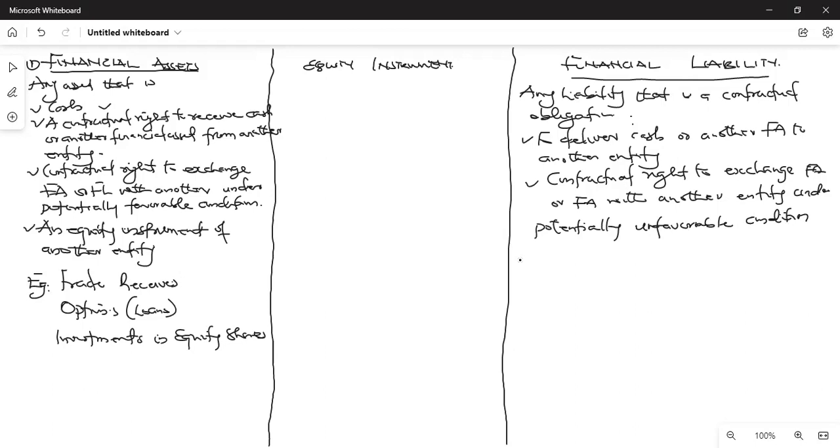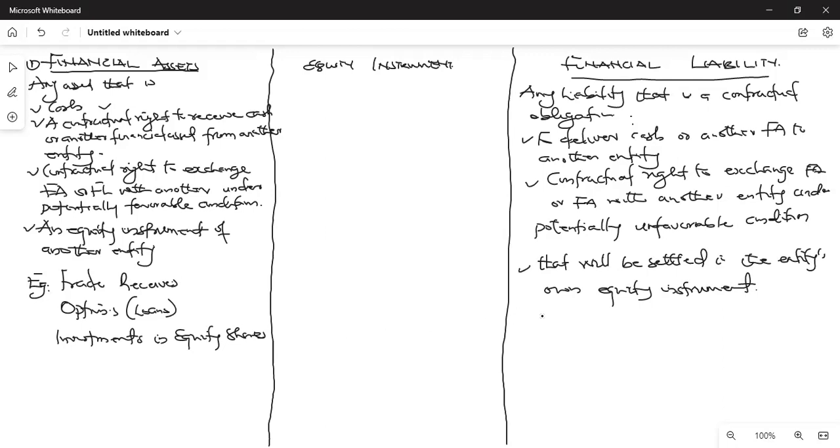Then, lastly, we say that it is an obligation that will be settled in the entity's own equity instrument. All right, so that is that. This is not an investment here, to be settled in your own equity instrument.